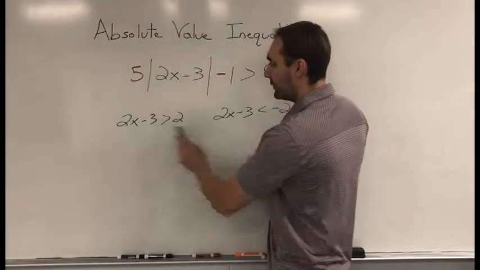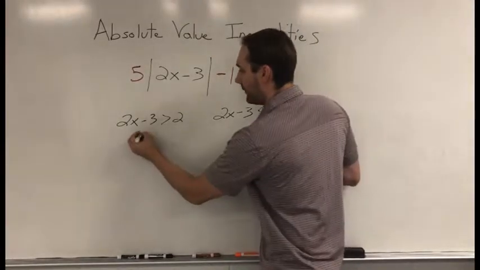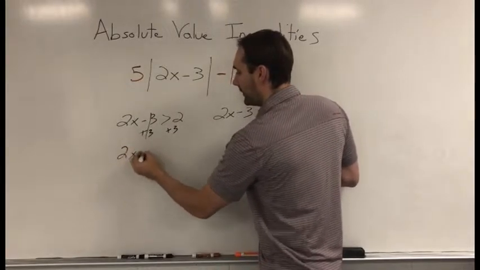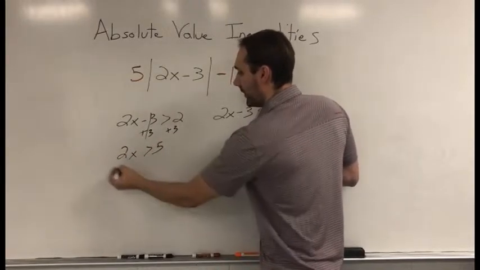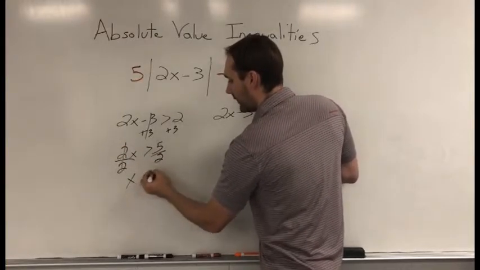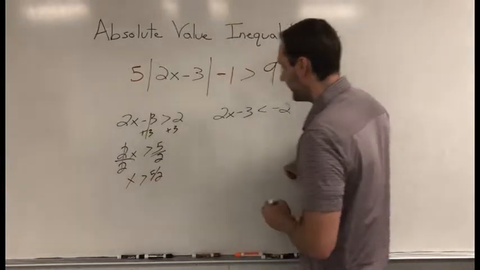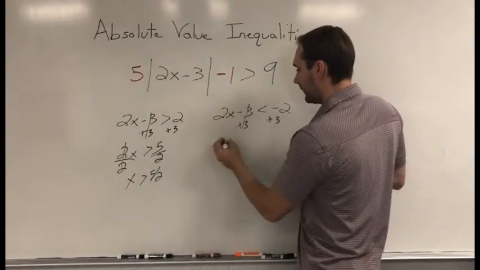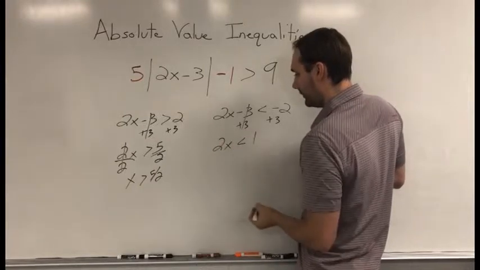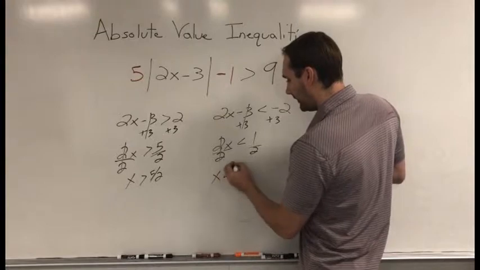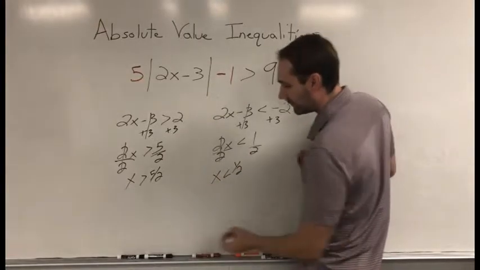Okay, now that I have my two linear equations here, I'll go ahead and solve them to finish this question off. Let me add 3 to both sides. 2x is greater than 5. Divide by 2. I see that x is greater than 5 halves. And on this side, again, let me add 3 to both sides. 2x is less than 1. Divide by 2. X is less than 1 half.